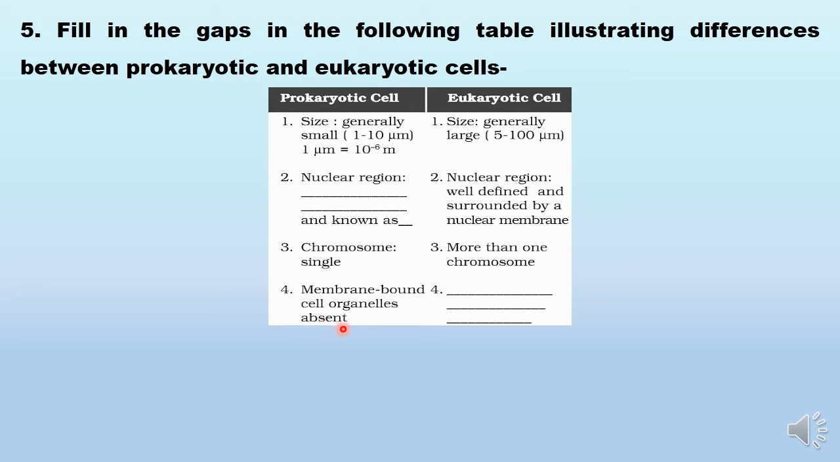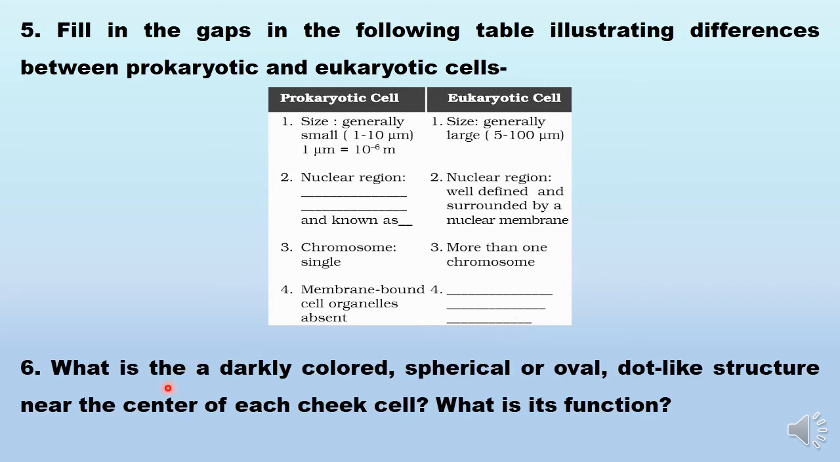Membrane-bound cell organelles are absent in prokaryotic cells. Membrane-bound cell organelles such as mitochondria, endoplasmic reticulum, etc. are present in eukaryotic cells. With this, let us do this one.